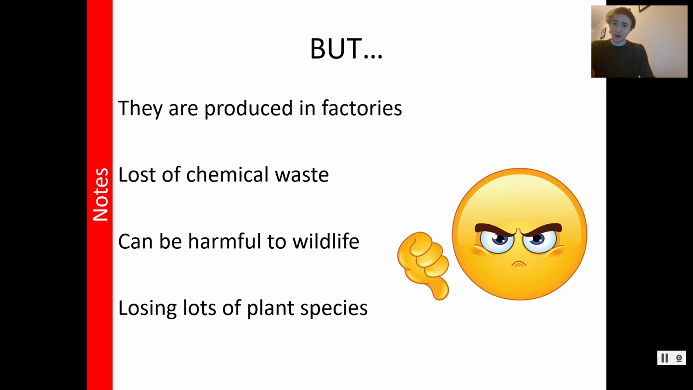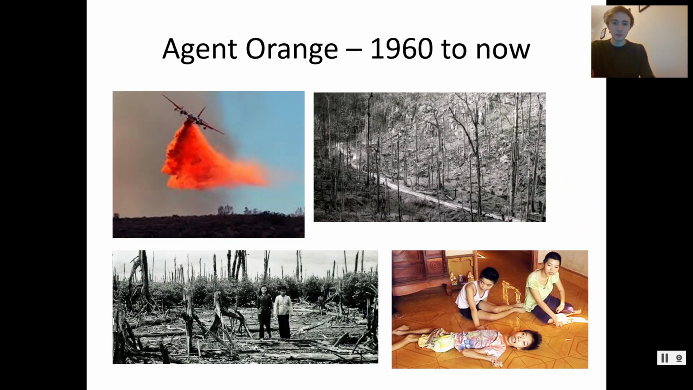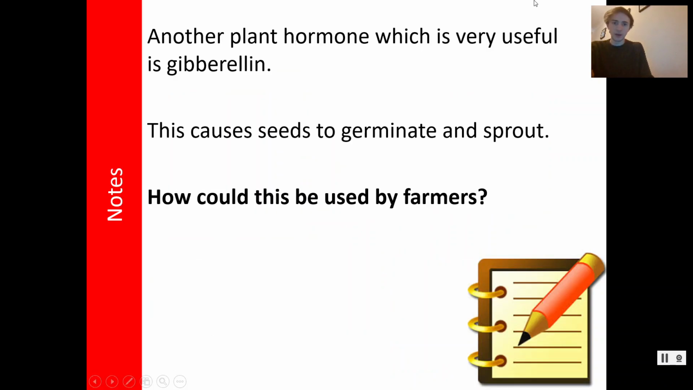Fine. Now we're going to touch on two more hormones, and then we're going to finish off by talking about an experiment which was done in order to prove that plants had hormones. So, this is just a brief talk about Agent Orange, but we talked about that already. These things did cause horrible things to happen to Vietnamese people. Fine. Not fine, obviously.